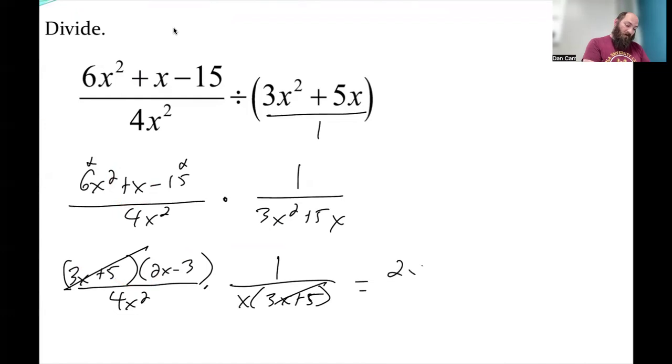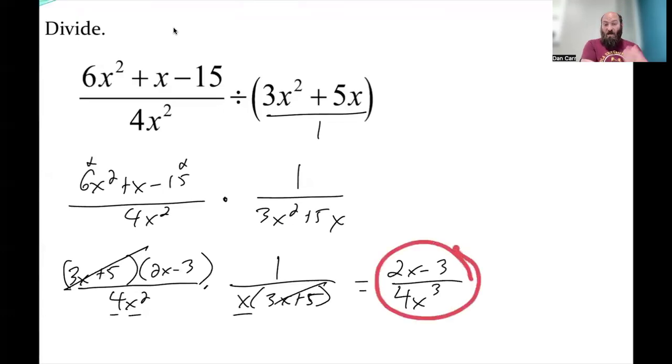My numerator, I'm going to have 2x minus 3. My denominator, I'm going to have 4 times x squared times x. So that turns into 4x cubed. And that's it. Again, I cannot factor this any further. I cannot reduce this or anything. It almost is tempting to do 2 and 4, but this is the entire factor. So 2, 3, and 4 would all need to be divisible by the same thing, which they're not.